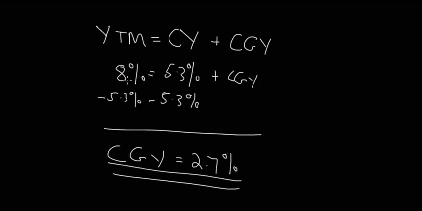of the total 8% return, 5.3% of the return that was made by the investor on holding this bond came from current yield, and 2.7% of it came from the capital appreciation, the capital gains that were realized because the bond was held until its maturity. And that really brings us to the end of our discussion on bonds.